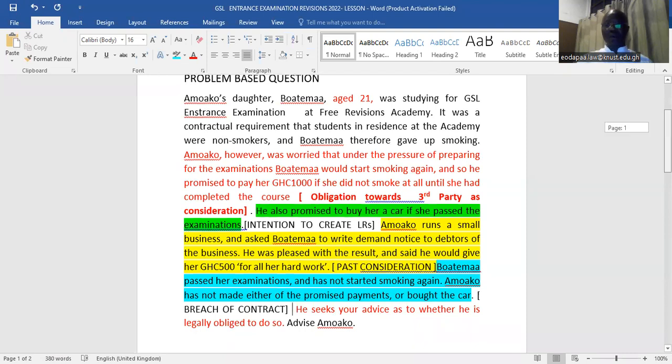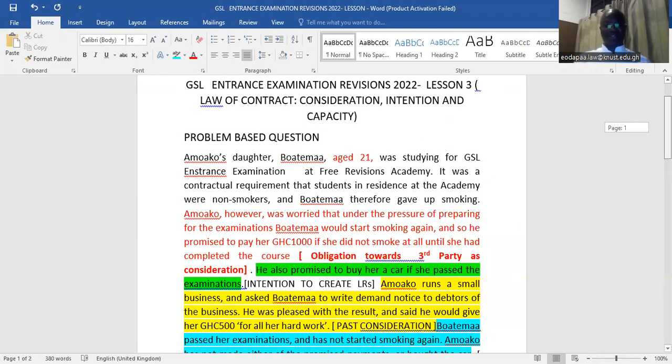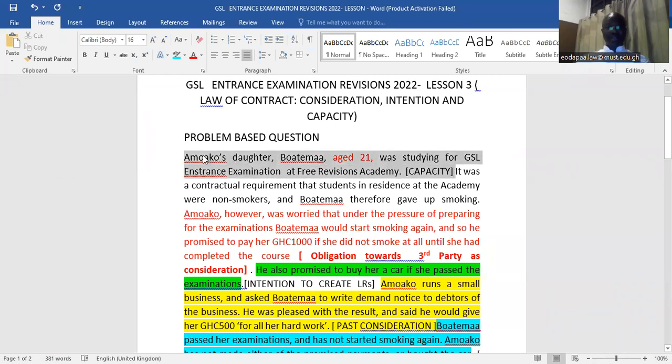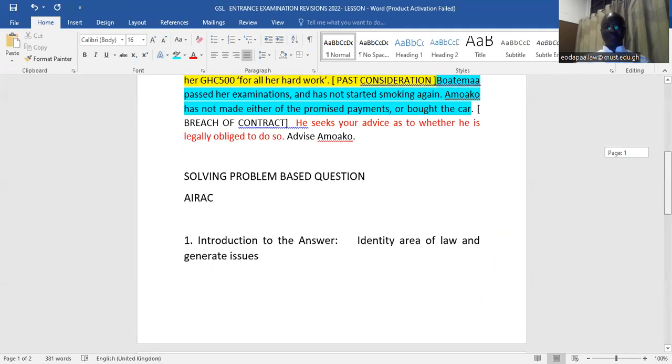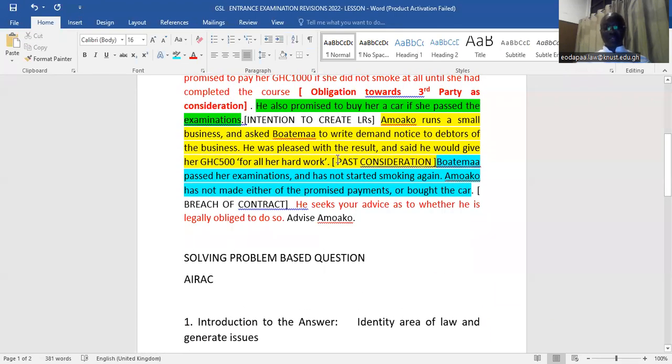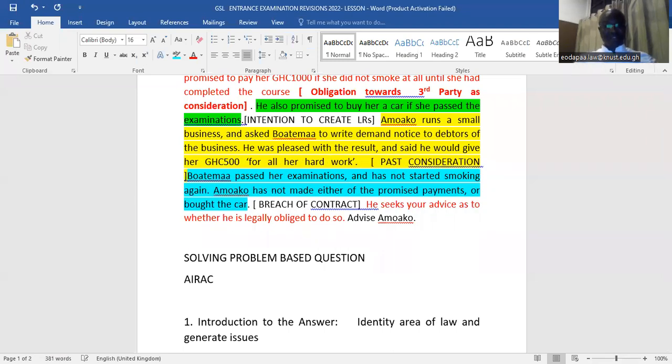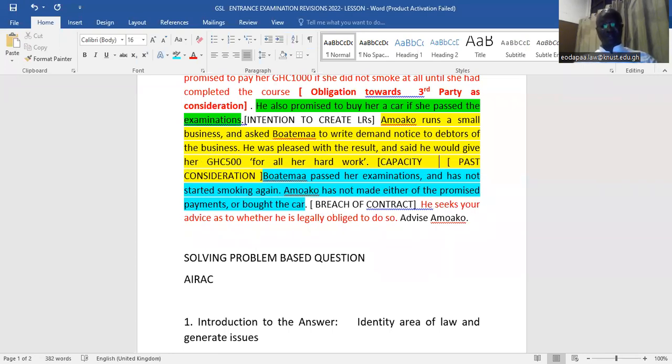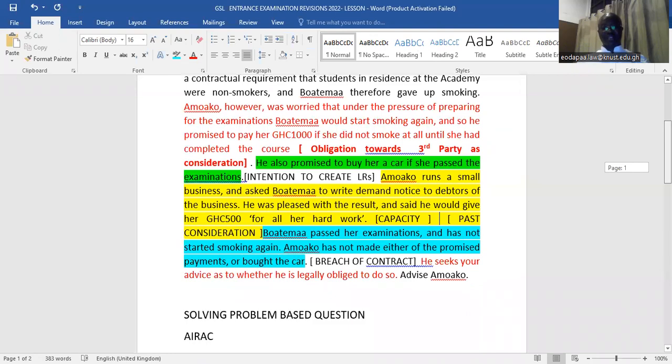Okay, so now let's number them. How many issues do you have? We have capacity somewhere here. But don't forget that the capacity issue is not just one, because it's also relevant where we also have the past consideration. I'm talking about the same Boatemaa, so wherever a promise was made to Boatemaa, if we think capacity is important, we also have to deal with it, isn't it?